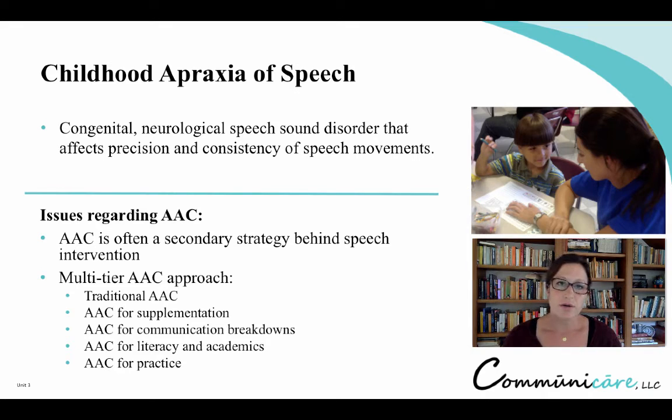Okay, so one of the last ones we'll talk about within this unit is childhood apraxia of speech. This is a congenital neurological speech sound disorder that really affects the precision and consistency of speech movements. Oftentimes an individual knows or has an idea of what they want to say, but can't quite coordinate the movements necessary to do so. So in these cases, AAC is often a secondary strategy behind speech intervention. The individual is verbal, but oftentimes is hard to understand.